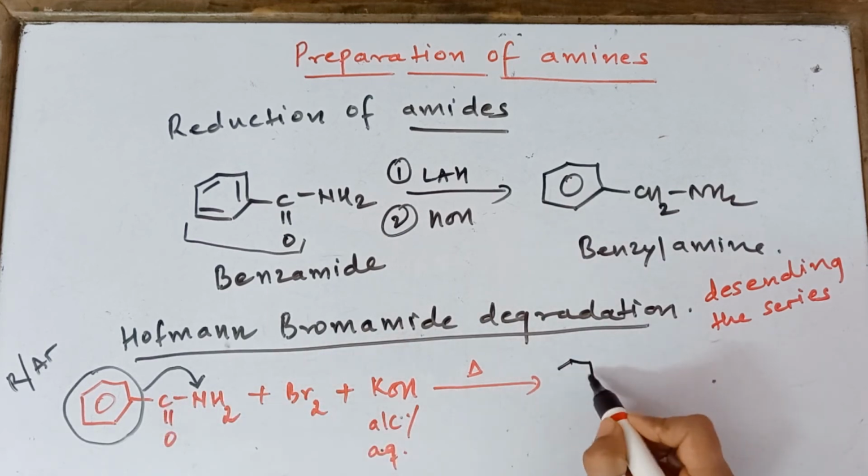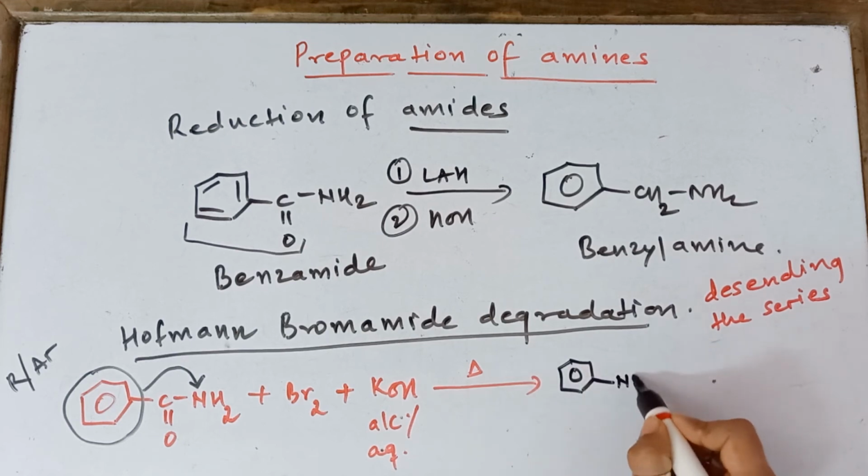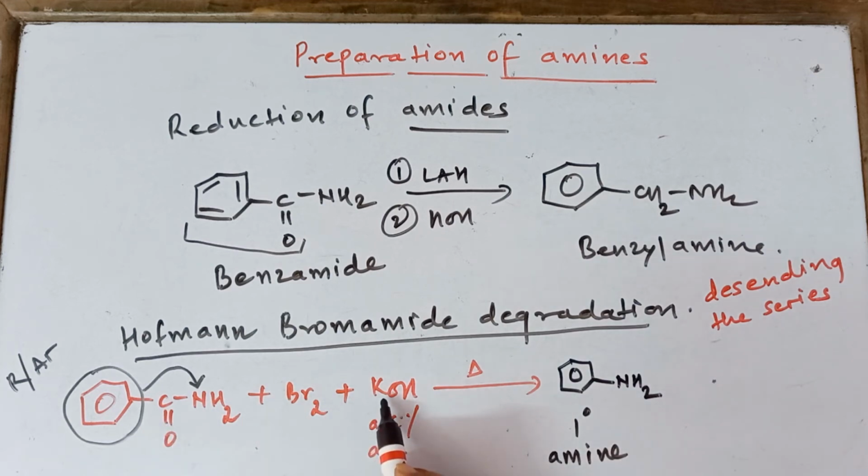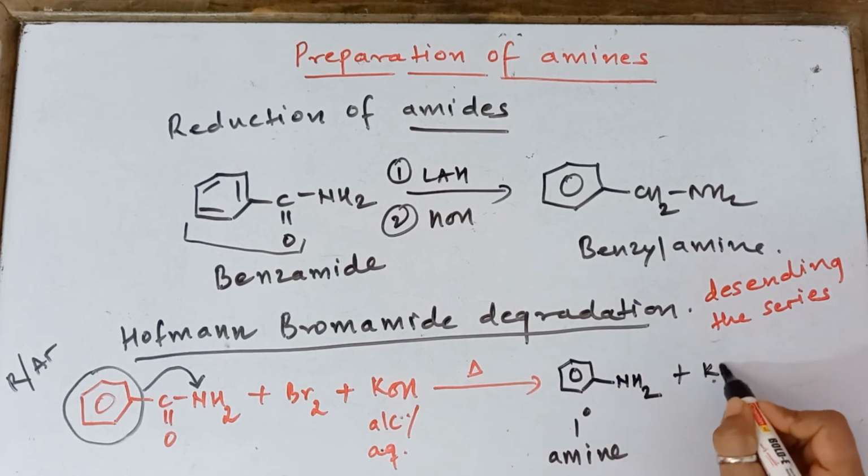So what we get is the aryl part now directly connected to NH2. That's your primary amine. Aniline, that's the name of that compound. And the remaining products are visible to us, we can see easily what the products are here. So we are going to get KBr, of course, we can see, right?